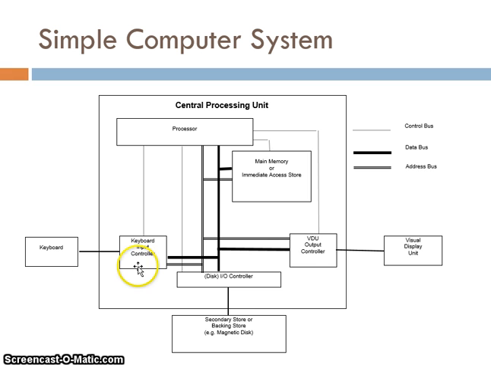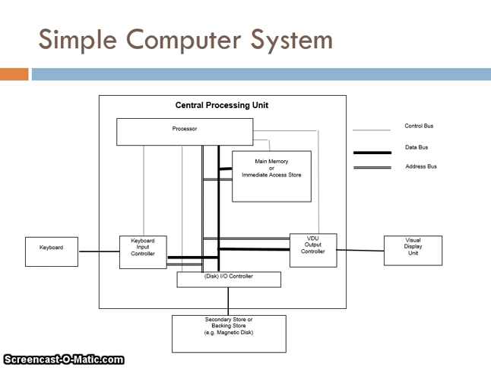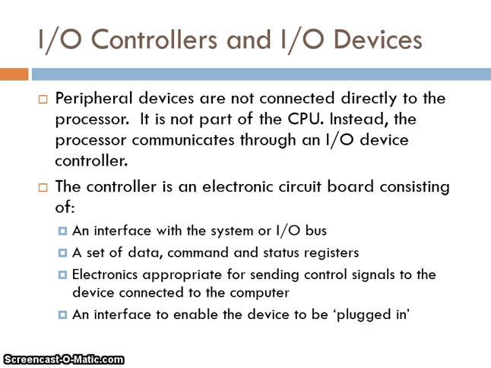One of the things that I'm mentioning here are the I/O controllers: the input controller, the output controller, the I/O controller. Peripheral devices are not connected directly to the processor. They are not part of the CPU. We saw that from the diagram. Keyboard is a peripheral, secondary storage, it gives us our hard disk drive, visual display unit. They are devices external to the main CPU. They're not directly connected to the processor.